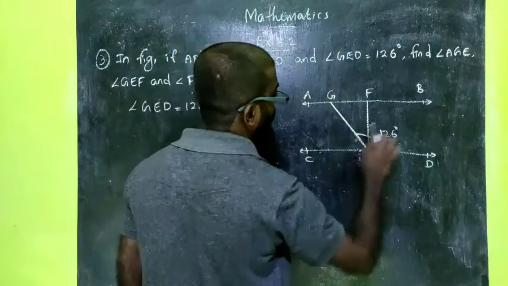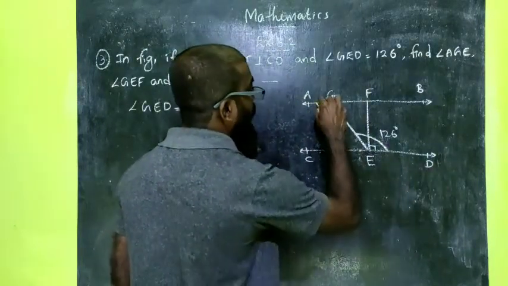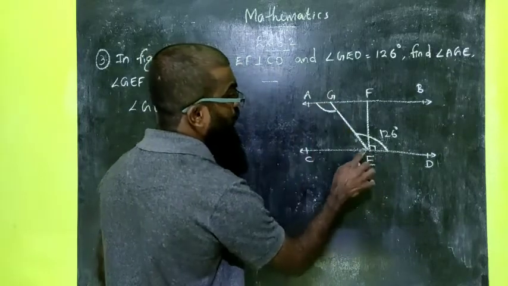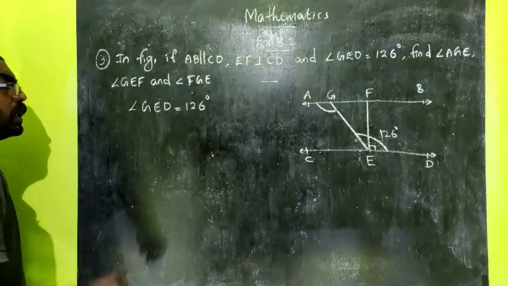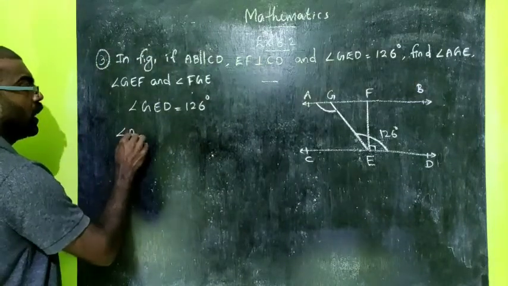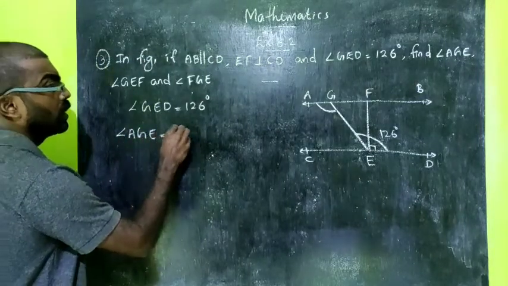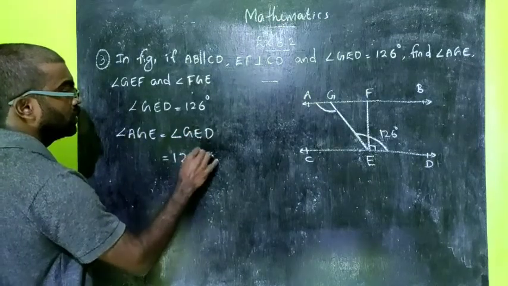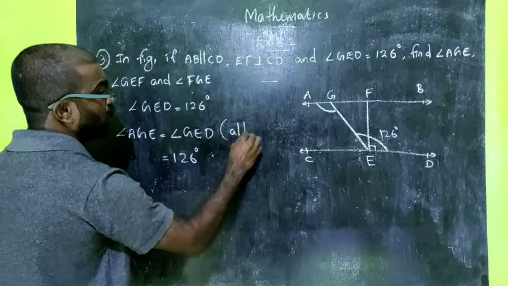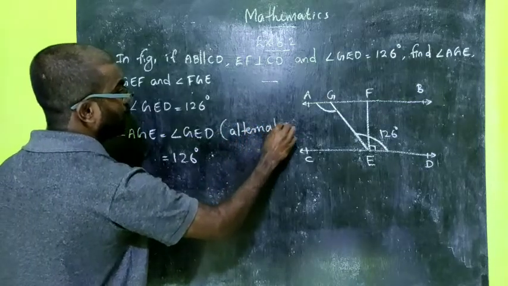Since AB and CD are parallel, angle AGE will be equal to angle GED. The two are alternate interior angles. So angle AGE will be equal to angle GED, which is equal to 126 degrees. Reason: alternate interior angles.